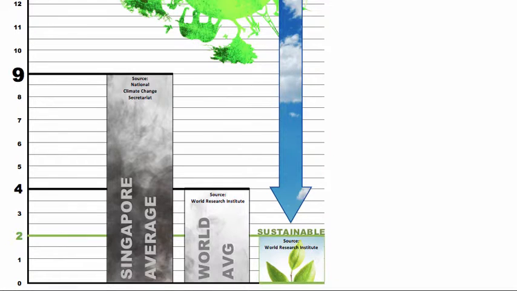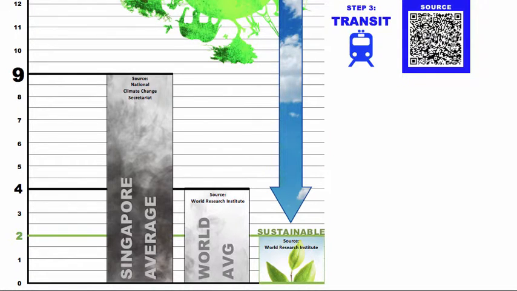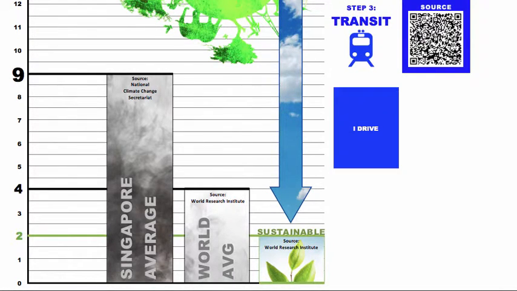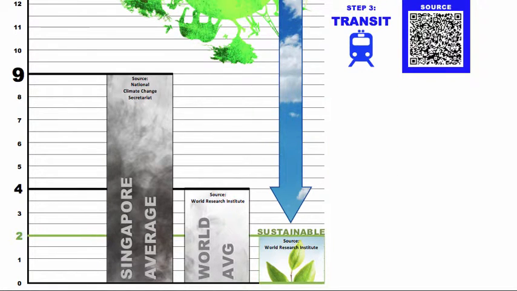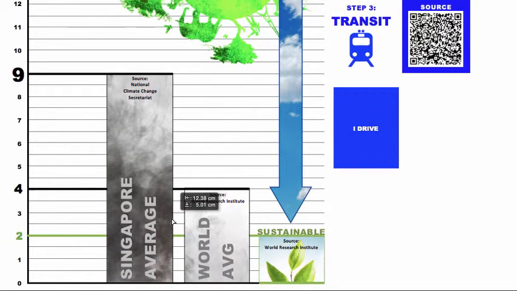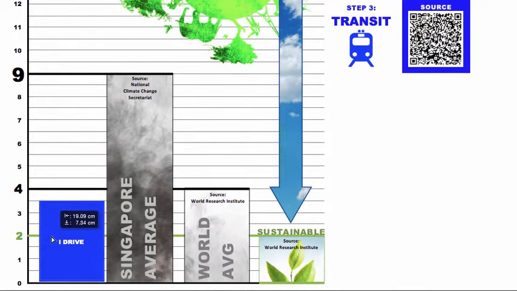Now let's analyze how you get around. So for your transit, you drive or you use public transit. If you use public transit, I want you to add 0.5 tons. If you drive, then I want you to add 3.75 tons. That can include having a taxi drive you around everywhere.